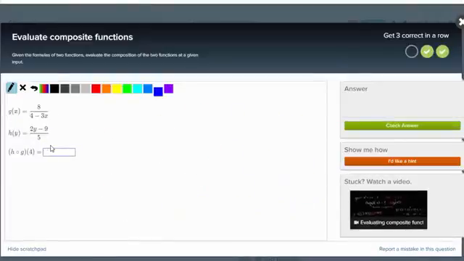All right, so like I said, that should be good enough. I mean, this is just same thing. Put 4 in for x for g of x. Get an answer, put that answer in for y for h of y. Good luck. Let me know if you have any problems.